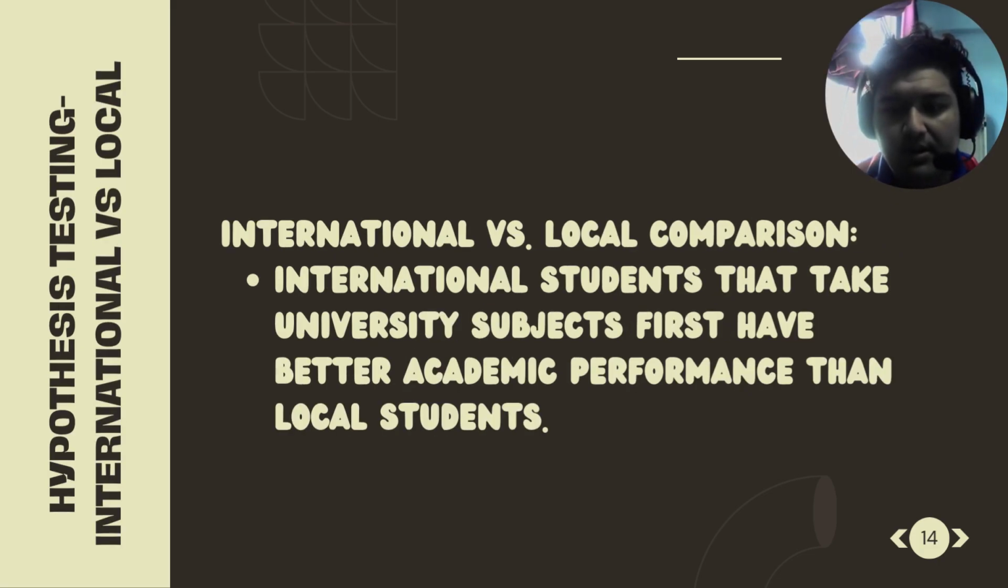For hypothesis testing for international versus local, the null hypothesis is that international students have a better academic performance than local students. And for the alternative hypothesis, there is no significant difference in academic performance between international and local students.